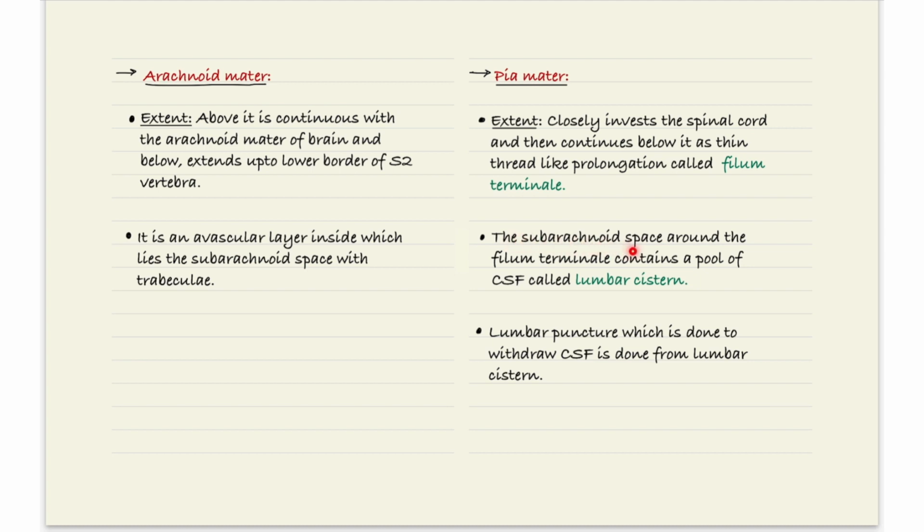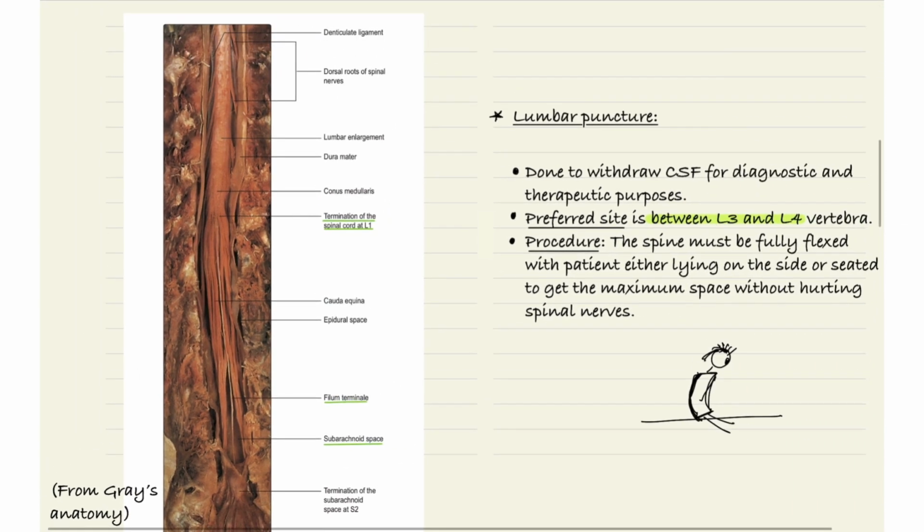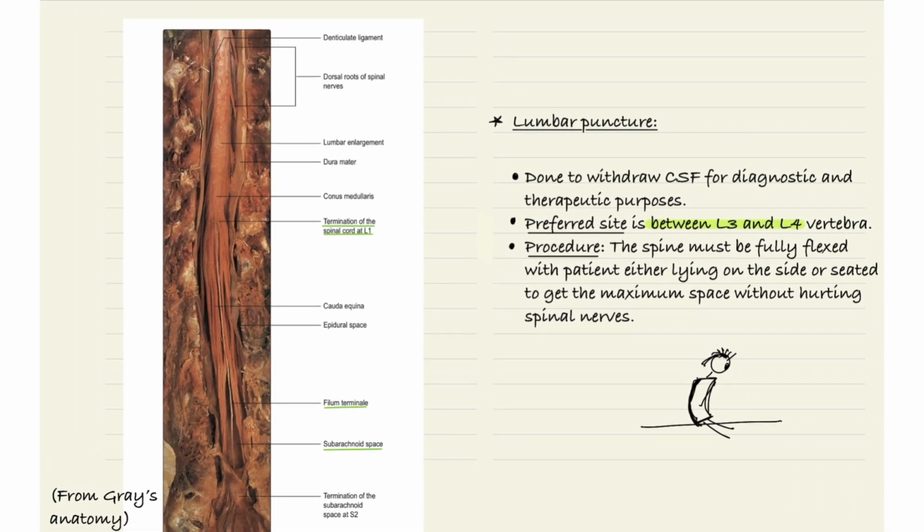The subarachnoid space around the filum terminale contains a pool of CSF called the lumbar cistern. Lumbar puncture, which is done to withdraw CSF, is done from the lumbar cistern. Meaning this is the filum terminale, and this space around the filum terminale is the subarachnoid space containing the CSF fluid from where the lumbar puncture is done. Now we will learn about the lumbar puncture in detail.